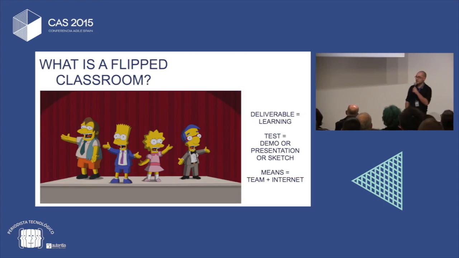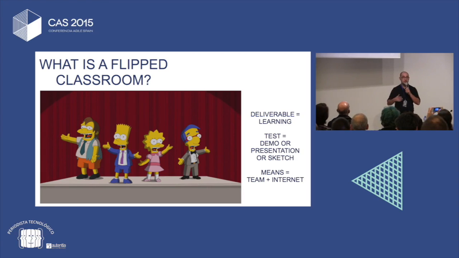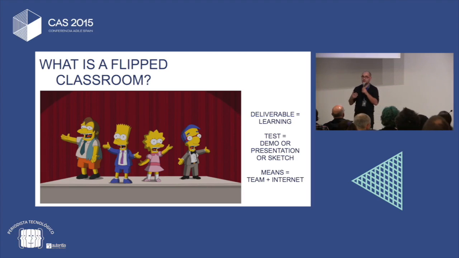And what is a flipped classroom? Well, a flipped classroom is a classroom where the students make the presentation and the contents, and the teacher only organizes the environment and the class, but doesn't present any contents. What is the deliverable? Learning. What we want to reach with this is that people learn a lot about the contents we had. What is the test? Well, we ask that people present the results of their research. And it can be a demo, a presentation, a sketch, everything that they can produce themselves. And what means do we need? A team of students and internet. And after that, we can start.